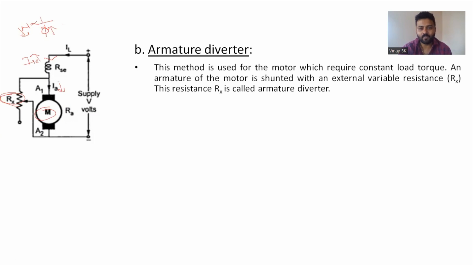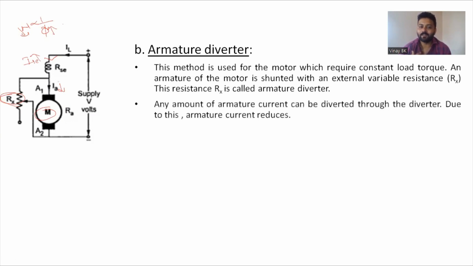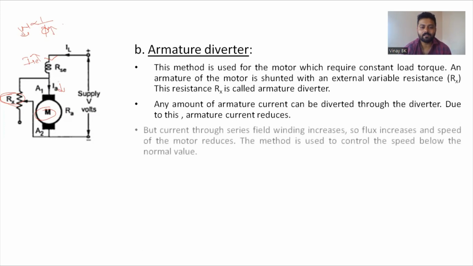Okay, so you can see these points, the same thing. Any amount of current, that is armature current, can be diverted through the diverter. So due to this, what happens? Armature current will be reduced. If armature current reduces, field current is going to increase, so flux is going to increase. Current through the series field winding increases, so flux increases, so speed of the DC series motor reduces. So this method is used to control the speed below the normal speed or else below the rated speed.